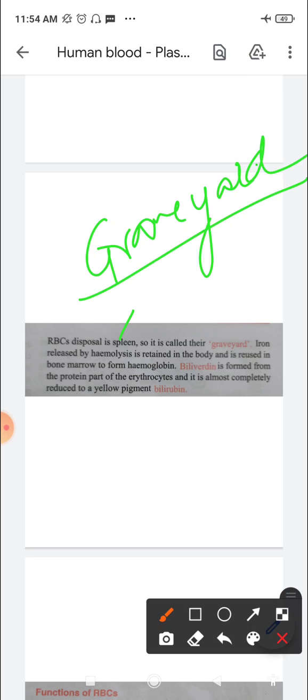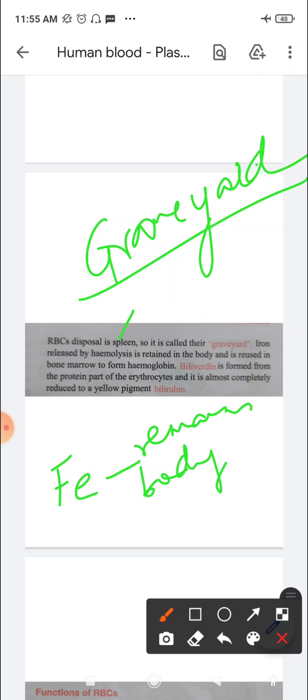Now what happens is destruction of RBC is taking place, it is getting disposed of in the spleen. Then it is made up of iron. So iron is released by hemolysis, where once that is split, it breaks up into iron. So what happens to the iron? Iron is retained in the body. It remains in the body, and it is reused in the bone marrow to form hemoglobin.